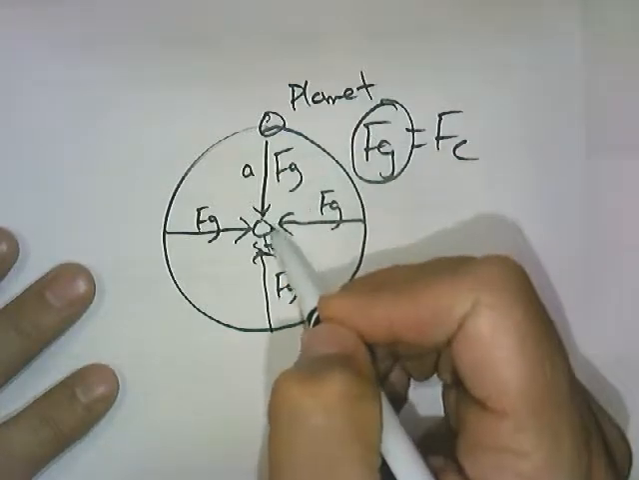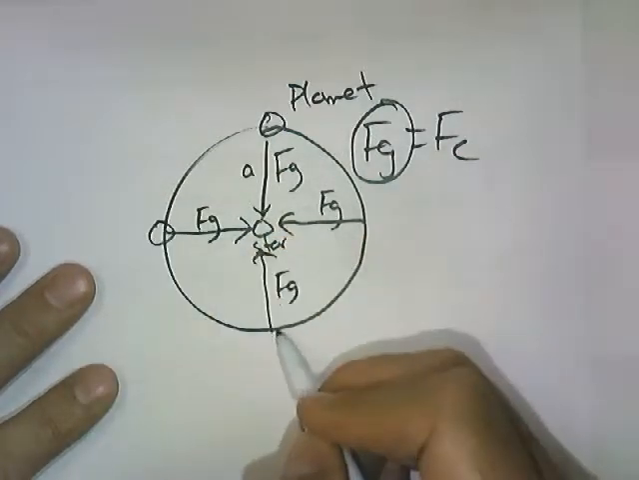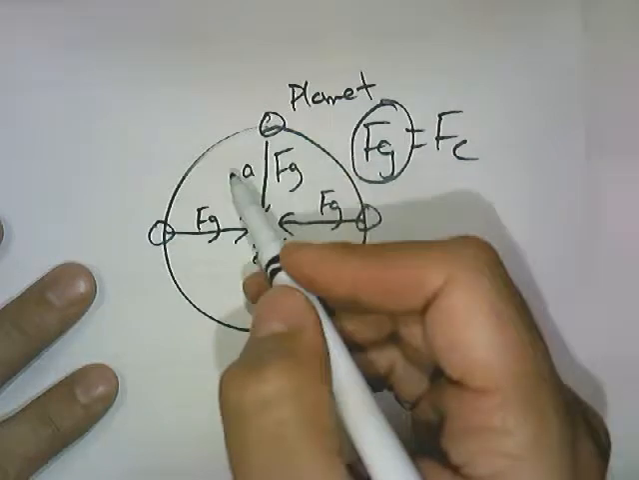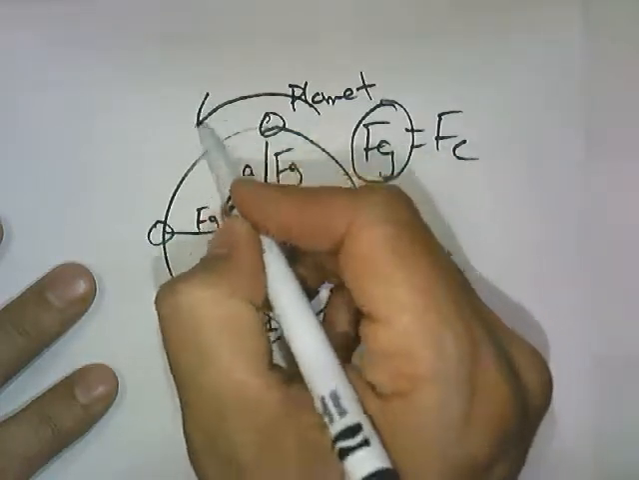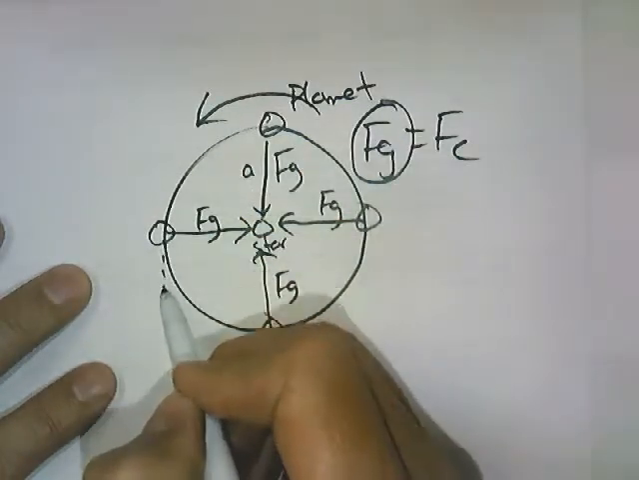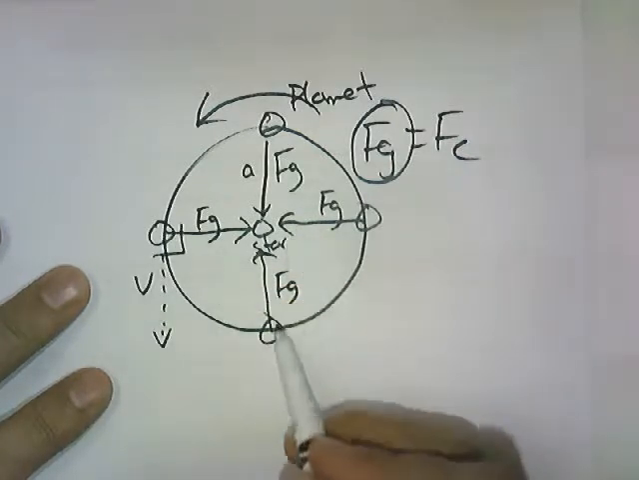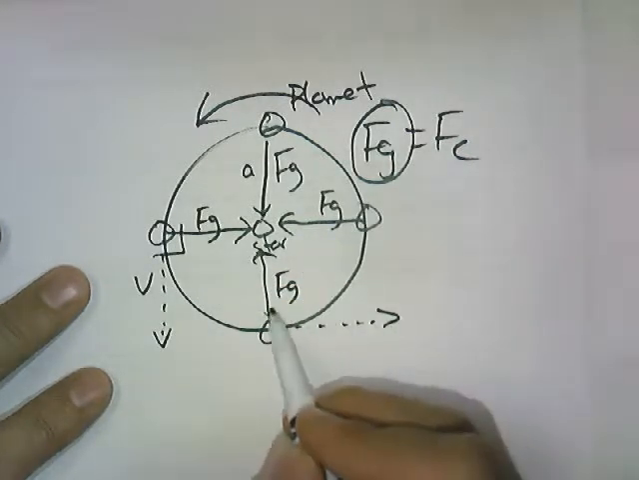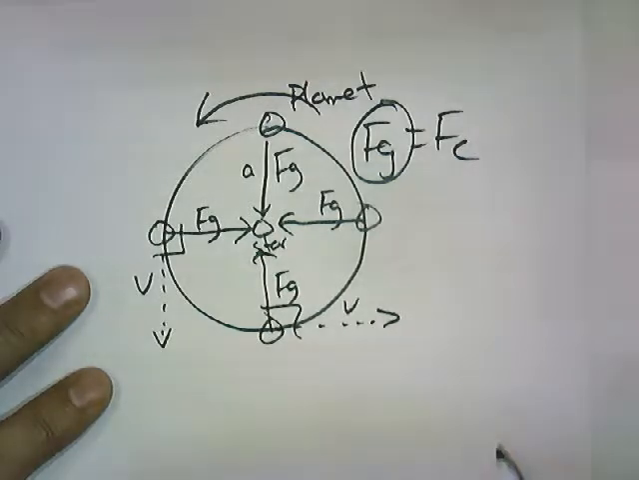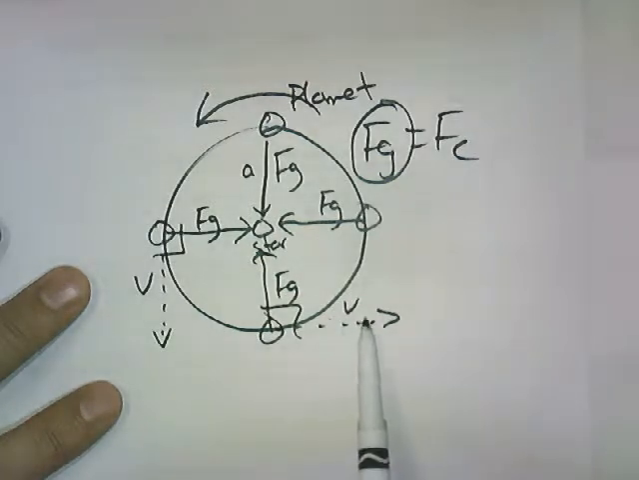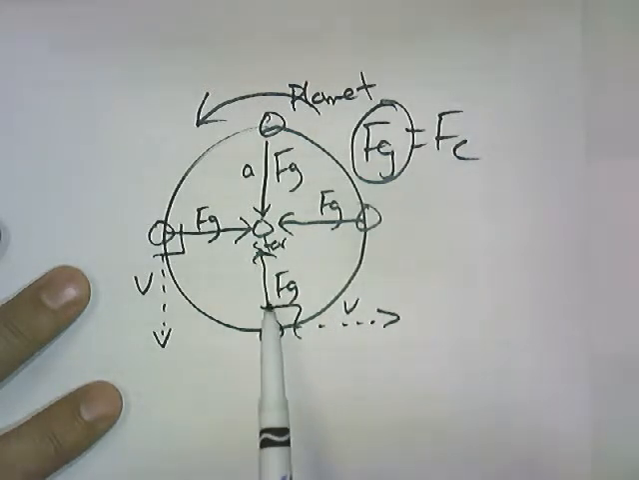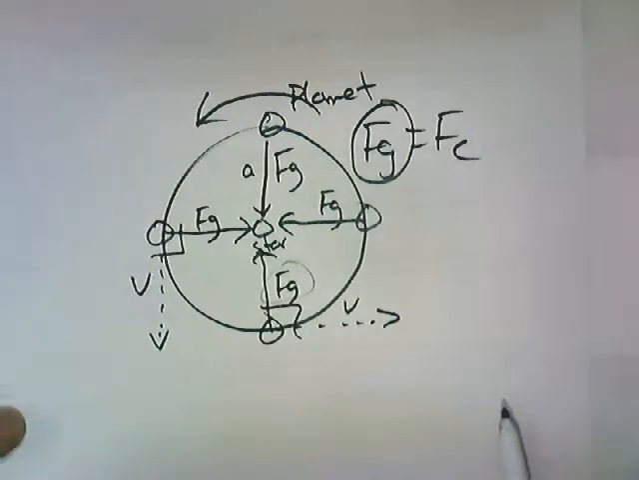Once again, if that star were to just go away, and let's say this is moving counterclockwise also, that planet would continue traveling in a straight line. That's hard to believe, and not very realistic, but its velocity is always perpendicular or tangential to the net force.